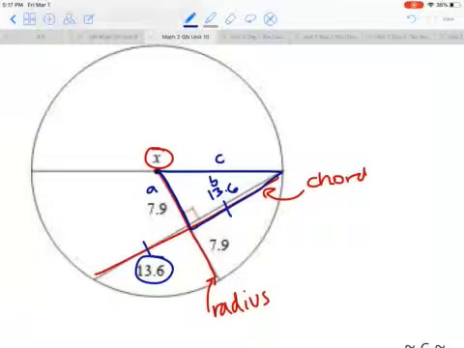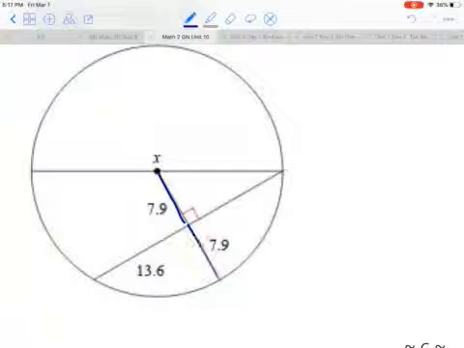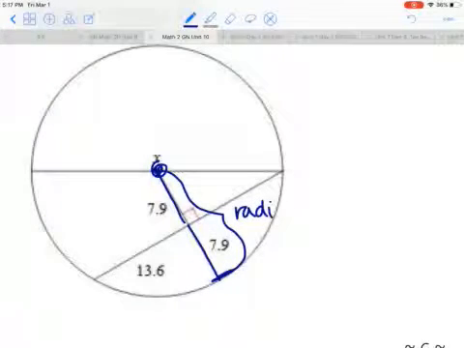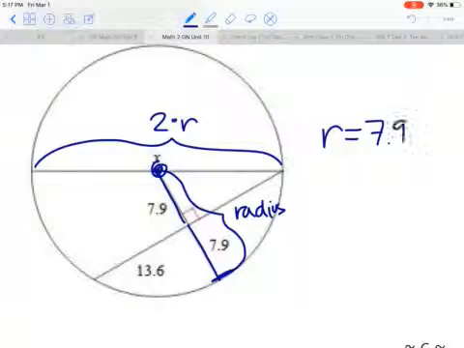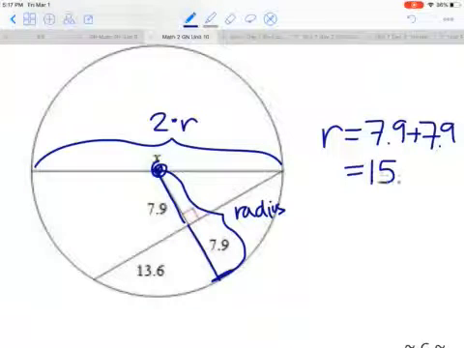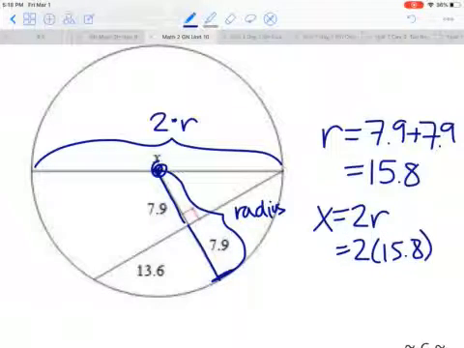Or you can also say, okay, I know this is 7.9 and this is 7.9. Let me erase some of this extra stuff here. So let's say I know this part of the line is 7.9 and this line is 7.9. And together we go from the center to the edge, which means it's a radius. And x is the diameter, which is 2 times the radius. So either way works and you get the same answer. If I choose to do this way, the radius is 7.9 plus 7.9, which is 15.8. When I go to find x, it's 2 times the radius, which is 2 times 15.8. So either way gets you that radius, and you just want to double it to get the diameter. So here it'll be 31.6, I believe.